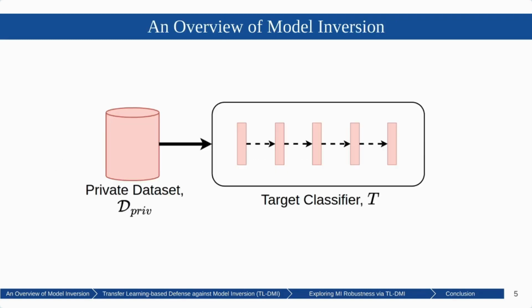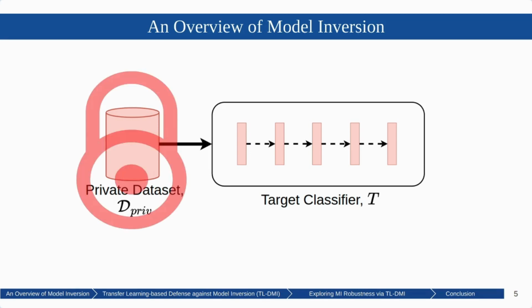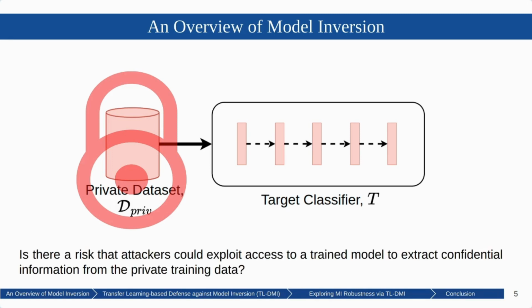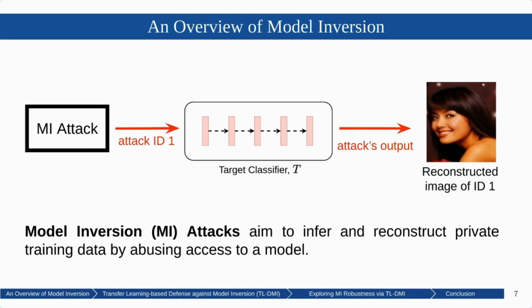In deep learning, the classifier, or what we call the target classifier in MI, is normally trained on a private dataset. After training, only the target classifier is published. A question arises: is there a risk that attackers could exploit access to a trained model to extract confidential information from private training data? The answer is yes, that is model inversion attack. Model inversion attacks aim to infer and reconstruct private training data by abusing access to a model.